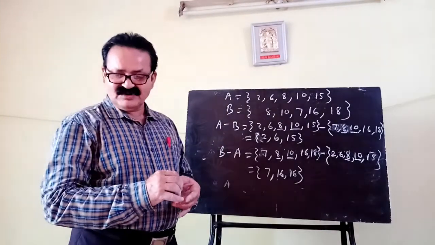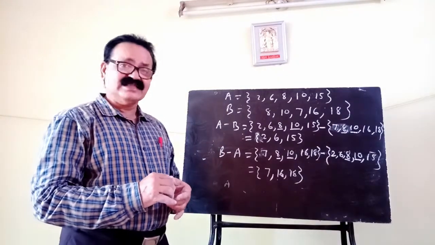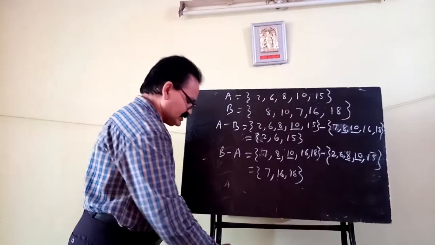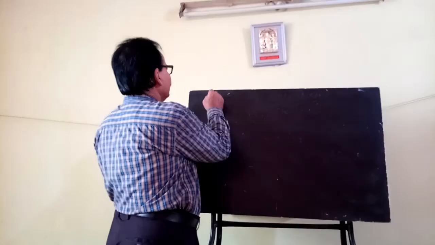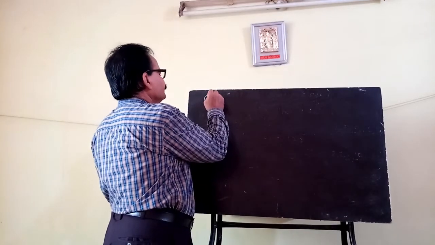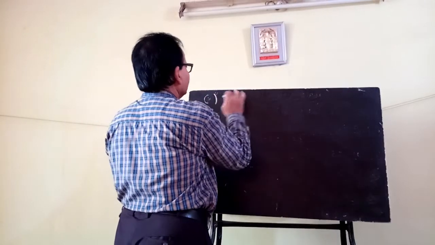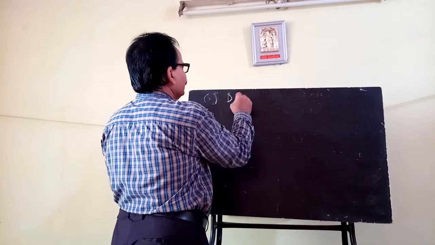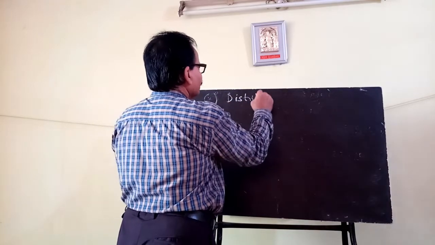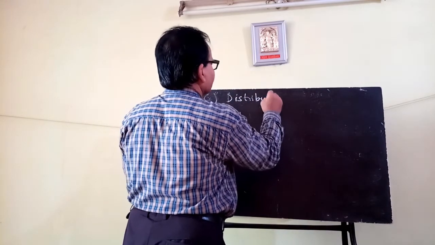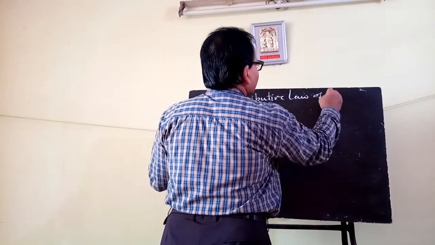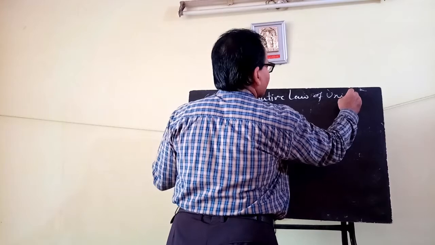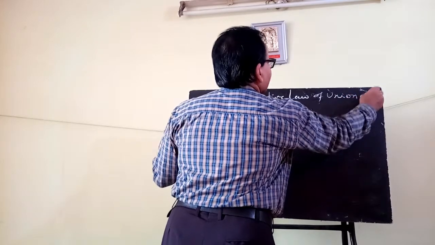So you have got one law; now there is another law that we have to understand. The next law is the distributive law, the distributive law for union and intersection.